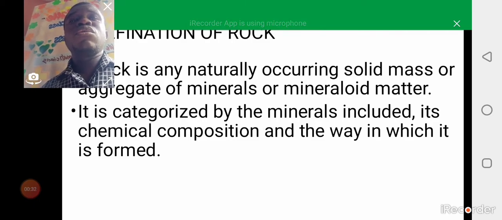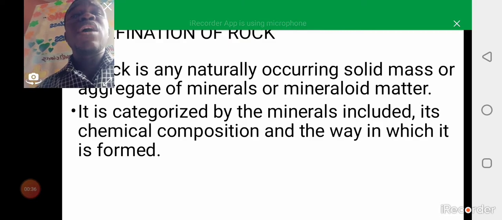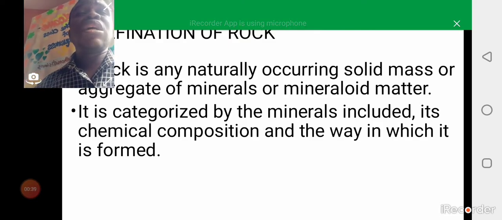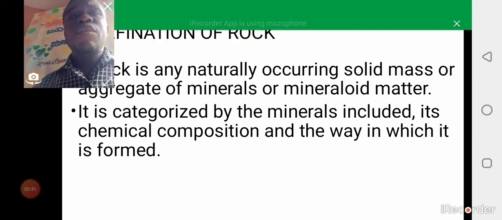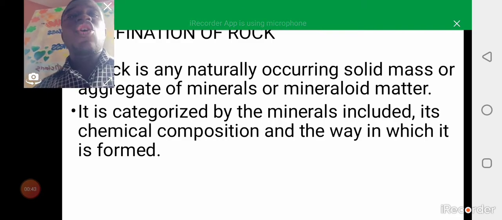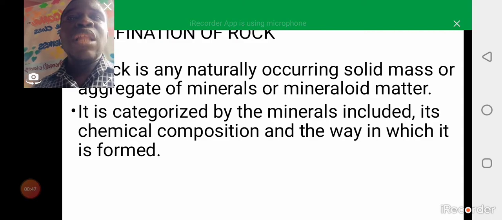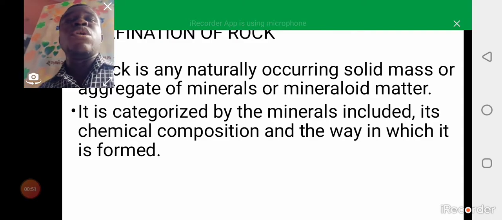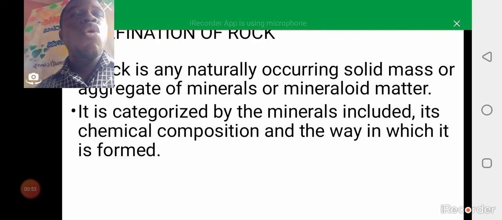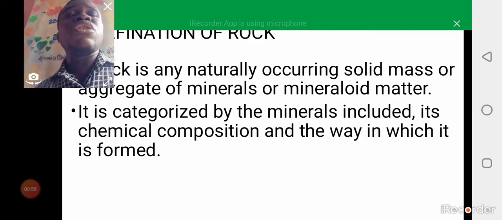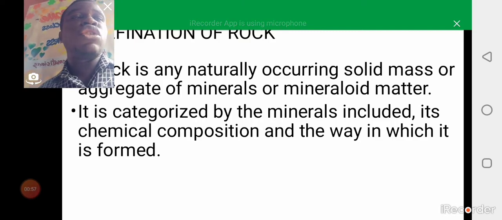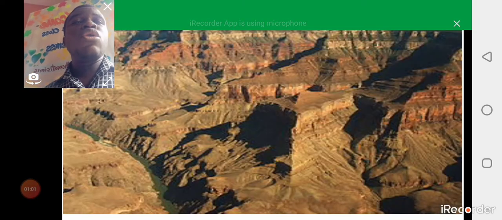Now the question is, what is a rock, or define rock? As we all know, rock is defined as a combination of mineral materials present on the earth crust. You can also say that rock is defined as a combination of two or more silica. Silica is the old name for sand. That is, when sand plus sand combine together, they form what we call rock. Also take note that rock is any naturally occurring solid mass or aggregate of minerals.